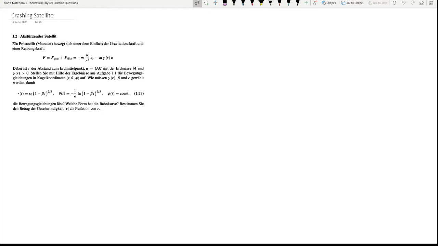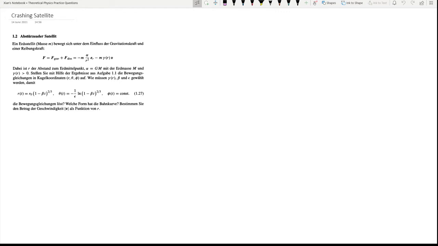We are given this equation as the force equation. The r here is the distance to the center of the earth, with alpha, G, and the capital M, which is the mass of the earth, and gamma, where gamma is larger than 0.